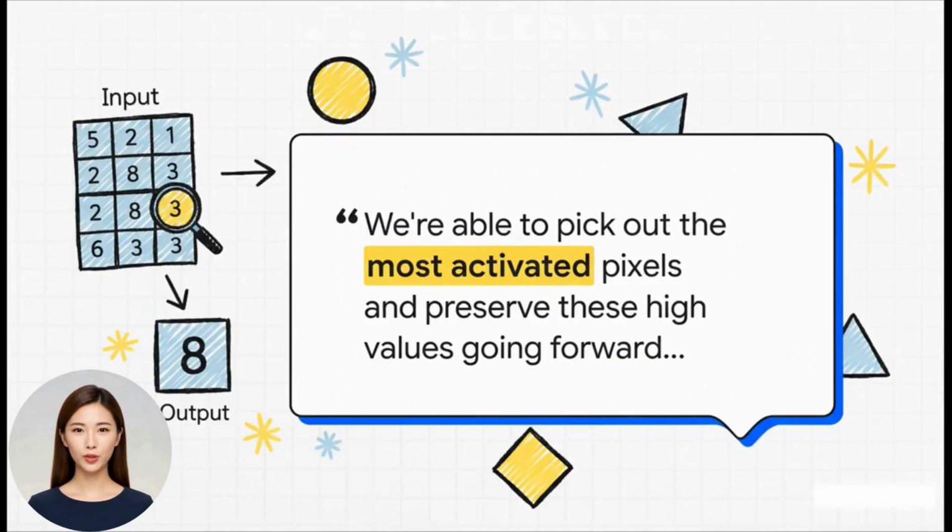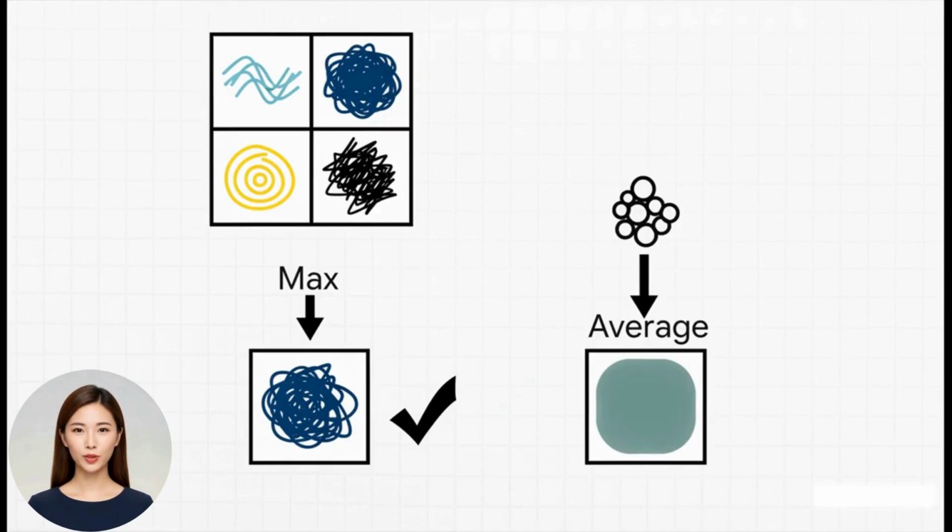The source material for this explainer puts it perfectly, saying, and I quote, "We're able to pick out the most activated pixels and preserve these high values going forward while discarding the lower valued pixels. It's like we're only listening to the pixels that are shouting, the feature is right here, and ignoring the whispers." Now, just to be thorough, max pooling isn't the only way to do this. There's another method called average pooling, where you take the average of the pixels instead of the max. But honestly, in the real world, max pooling has proven to be much more effective for most jobs, so it's by far the most common one you'll see.